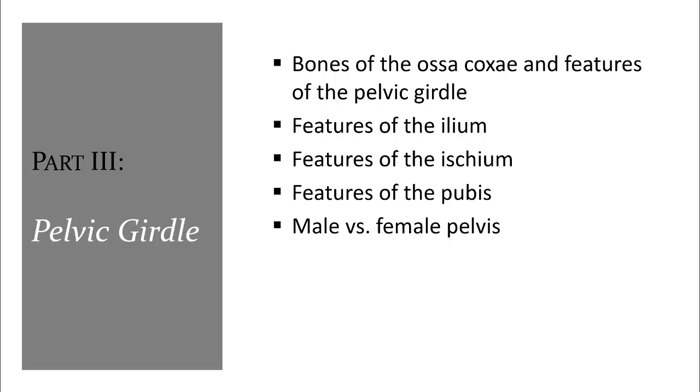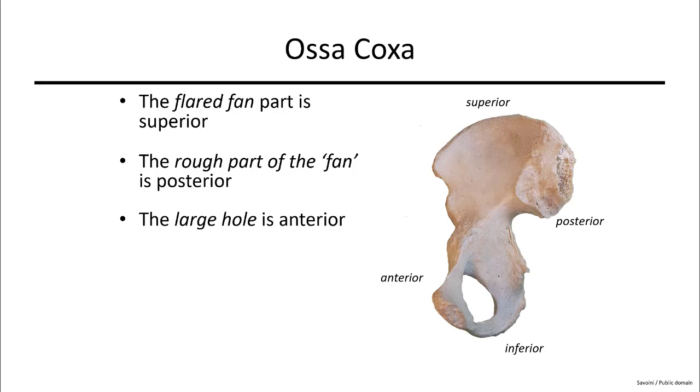For the pelvic girdle, the ossa coxa is actually 3 bones put together. So we will name them as 3 individual bones, but they are fused together.